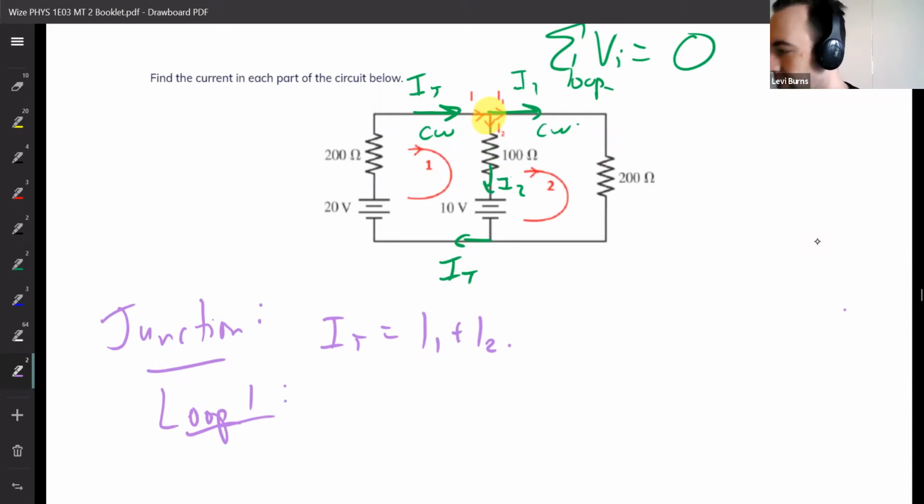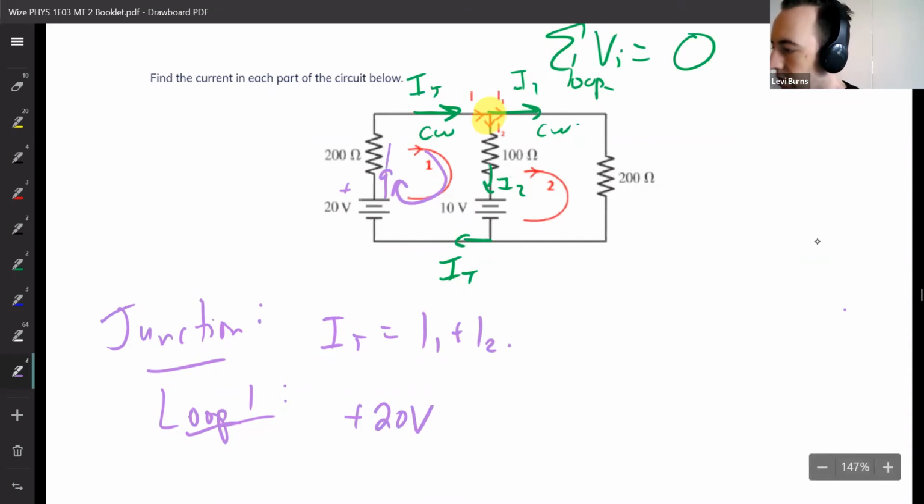So let's start with the battery. The large end of the battery is where the positive current is coming out from. So our loop is going this way. So we're following the positive charge out of the battery. So it starts with plus 20 volts.